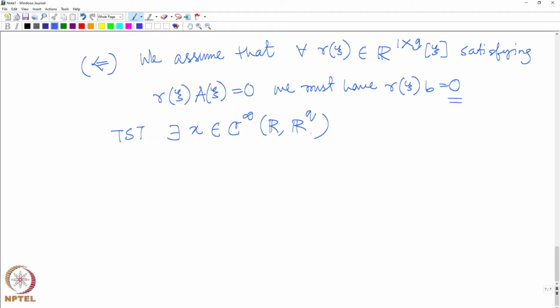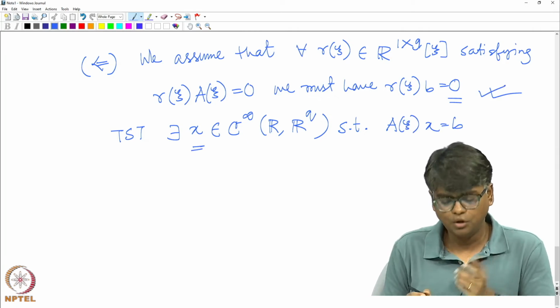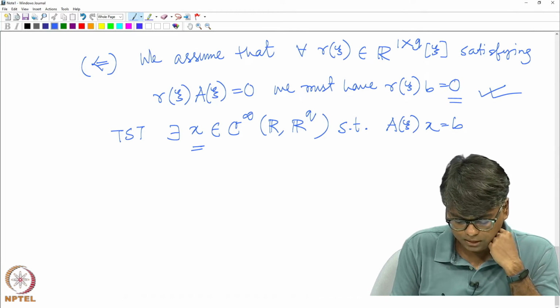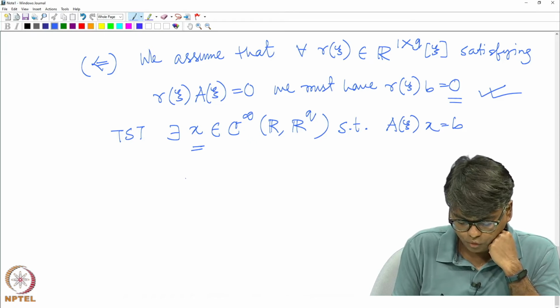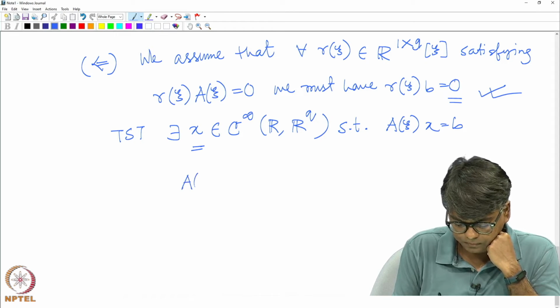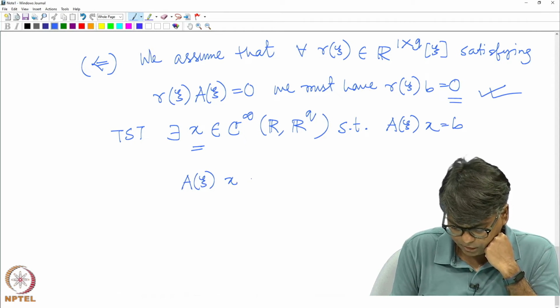We construct a solution. We show that we can get the solution like this: x belongs to C infinity such that it is a solution, that is a xi x is equal to b. So this condition is given, that this condition is satisfied. We need to construct a solution x. That is the proof of the other direction. So for that, what we do is we just look at this guy. We have a xi x is equal to b.